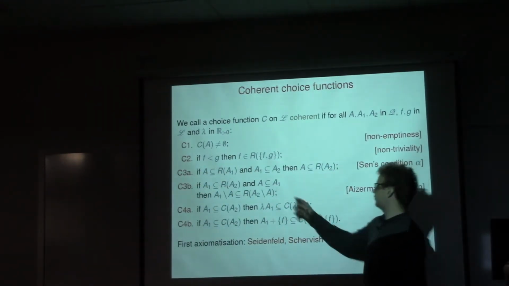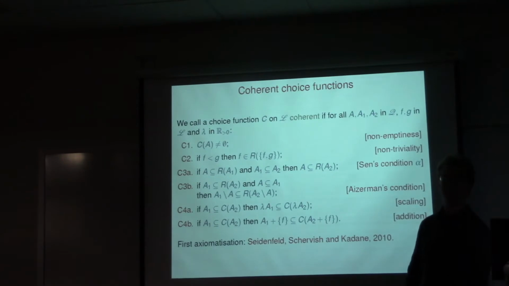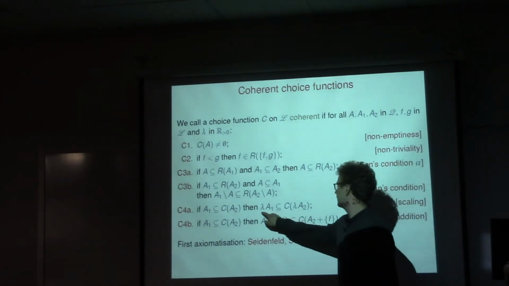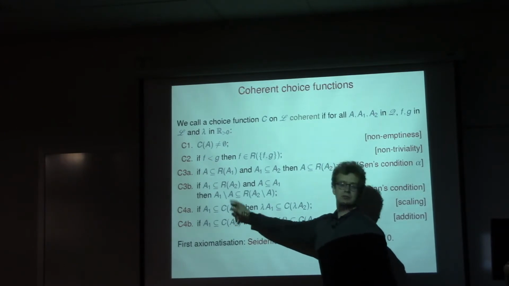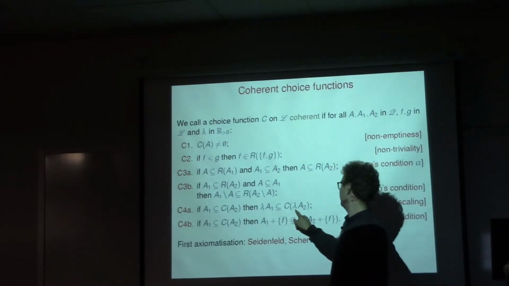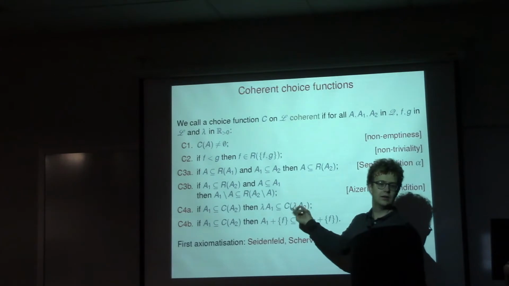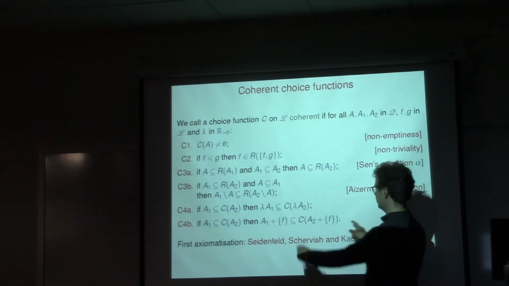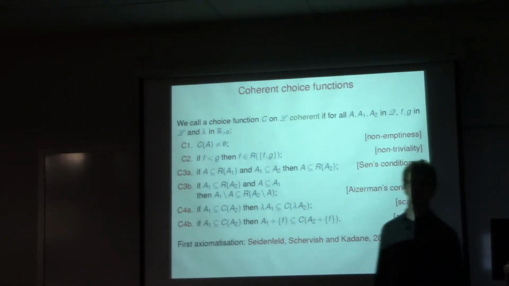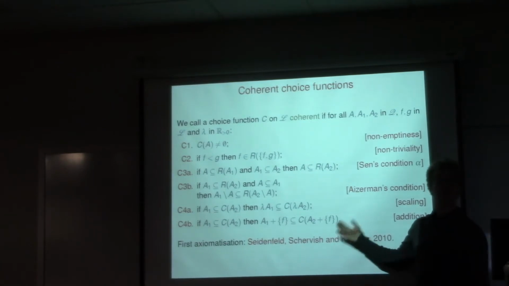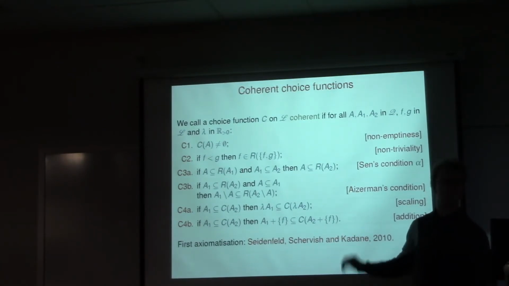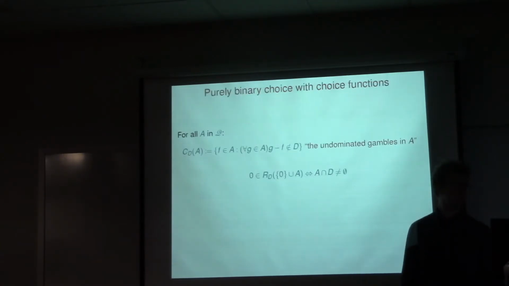And then 4a and 4b have to do again with the linearity of the utility scale. So I can multiply by any positive real number, and I can add a common gamble to every decision problem, and the result should not matter. So those are coherent choice functions.